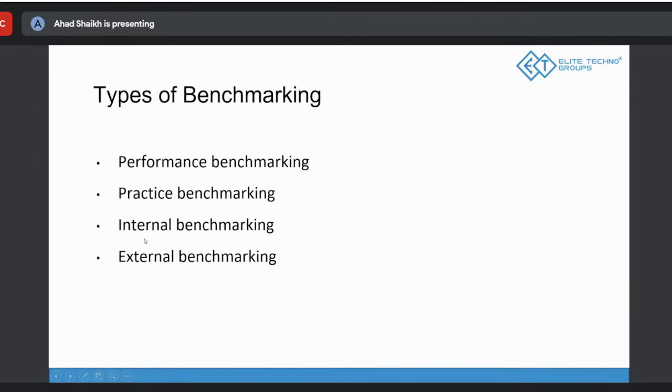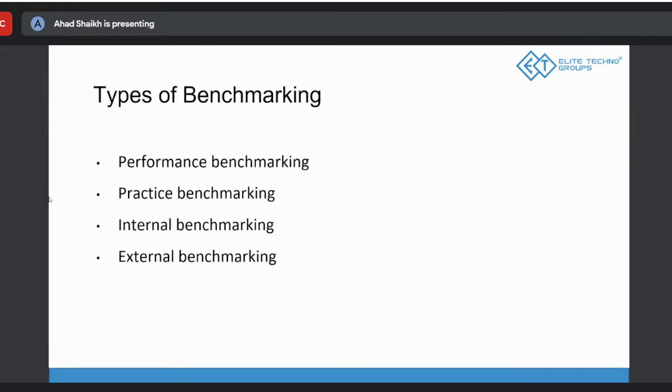And there is internal benchmarking. Internal benchmarking happens internally in the organization, to compare, like if some business owner has multiple branches, he will compare one branch with the other branch, why this is performing better and why this is not performing better. So this would be internal benchmarking. And external benchmarking, you definitely would understand, comparing your organization, your industry, your product with some external party or external product. So these are the types of benchmarking.